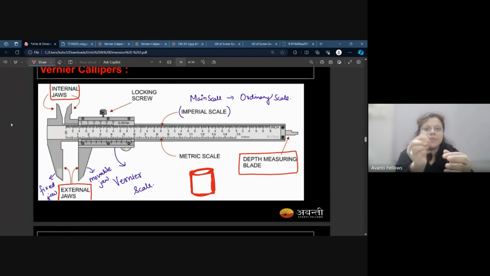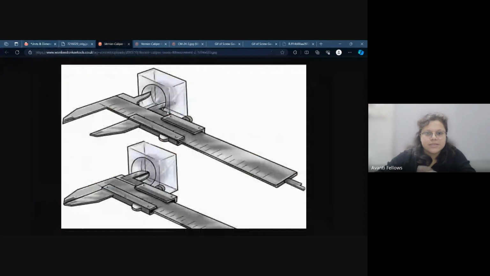Once I get the dimension of the inner diameter, what will I do? Outer diameter minus inner diameter, that would be the thickness of the beaker. Yes or no? You can see this diagram also. For example, I want to know the size of this cavity. What would I do? I will put it over the internal jaws and then just slide this scale to get this. Are you getting this idea?